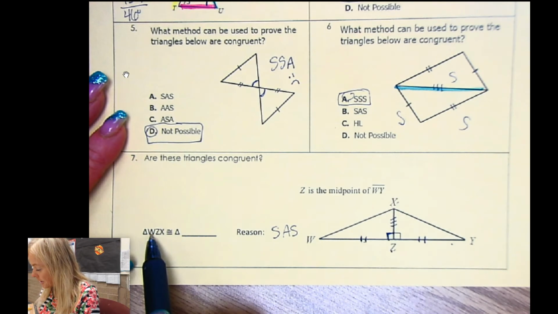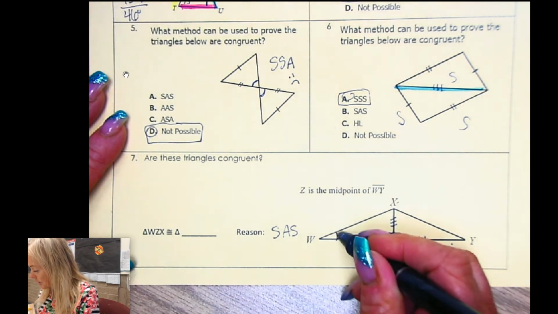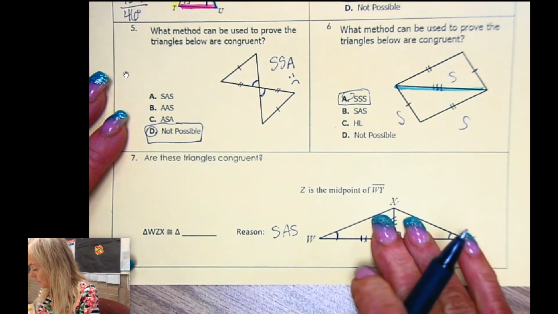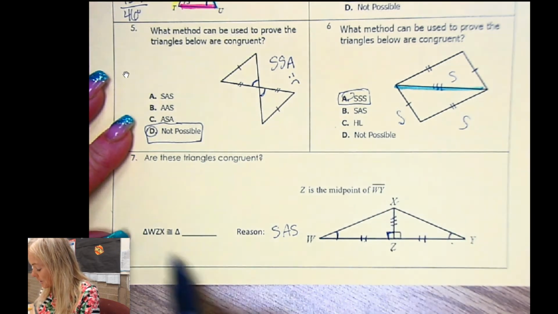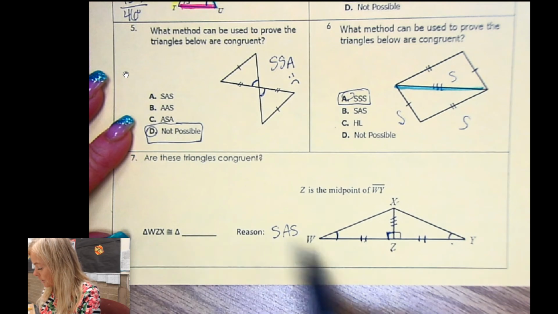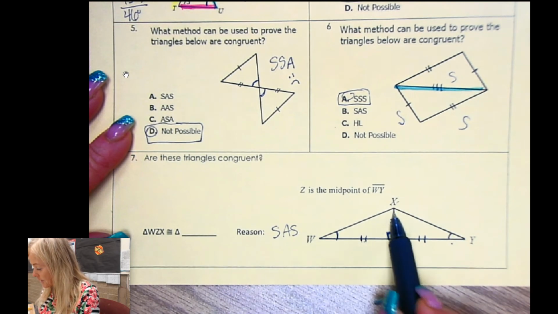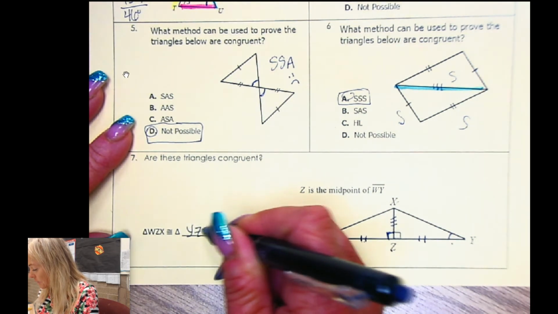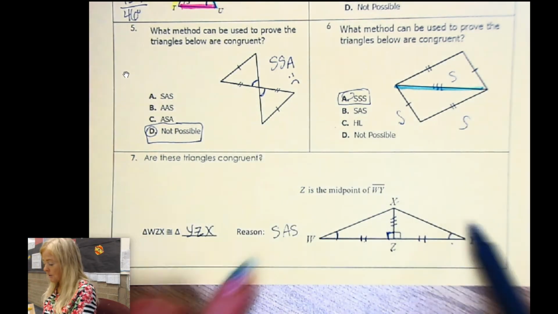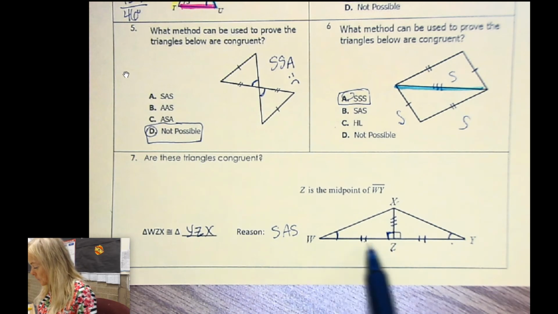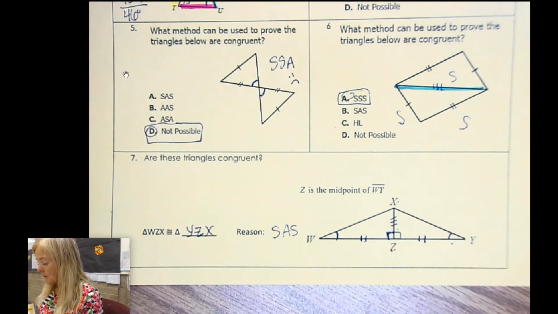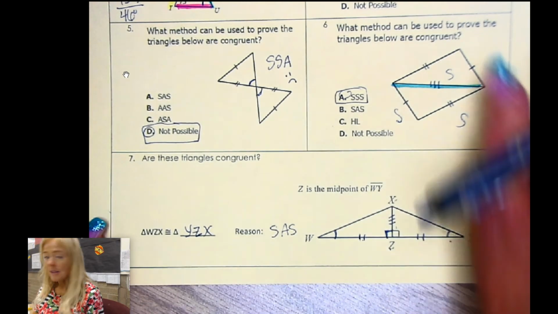All right, now we need to line up these angles. Now I'm going to go ahead and mark these two because I know they're congruent. And these don't have an arc, but these are 90. So we can easily figure out our order from that. WZX is going to be congruent to YZX. So we just have to set that. I like to just mark it so it's easy for me to figure out which angles are going where in my congruency statement. All right, that's the first page.